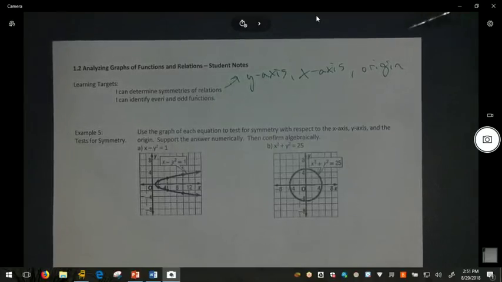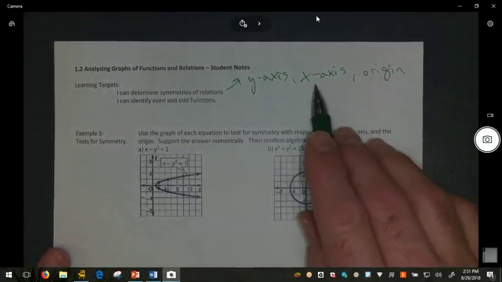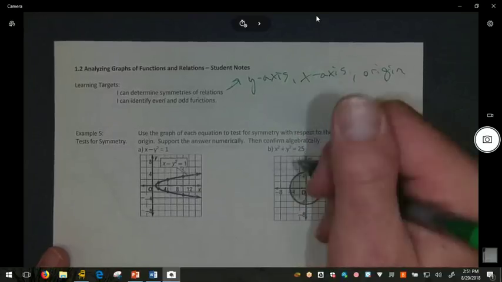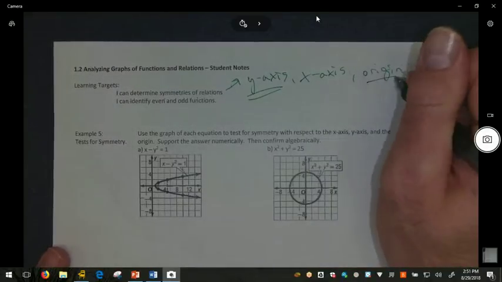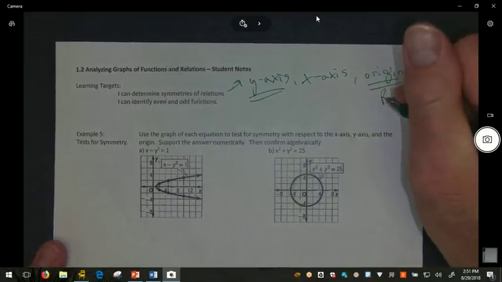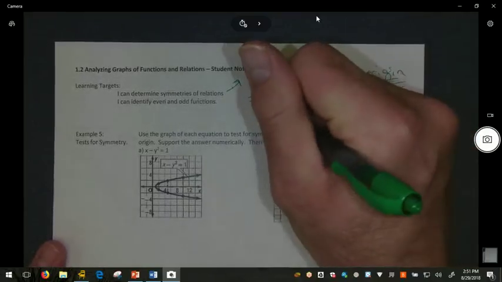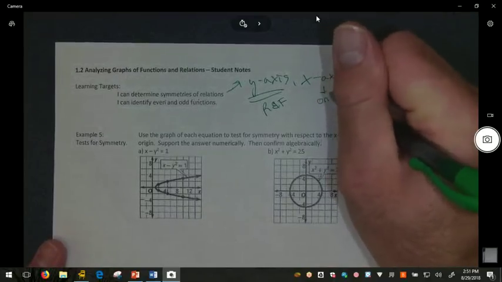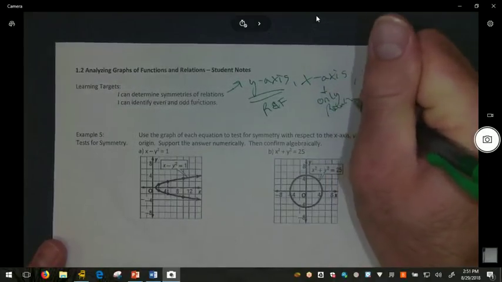You noticed from both the table and from the vertical line test when graphed that x-axis symmetry can only happen for relations, not functions, whereas y-axis symmetry and origin symmetry can be for both relations and functions. Relations and functions can have both. X-axis can only be relations.